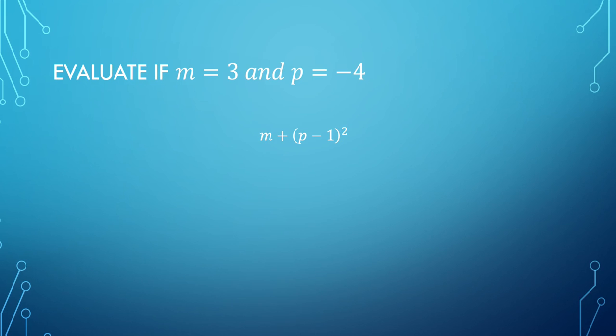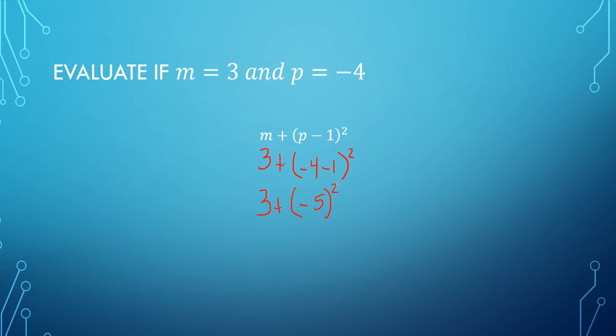So evaluate this expression if m is 3 and p is -4. So the first thing would be to substitute the numbers in for the corresponding variables. So 3 for m and -4 for p. Then we do our order of operations. So grouping symbols are first, so inside these parentheses. So we have -4 and plus -1 or -4 minus 1, which is -5. So everything is simplified inside the parentheses.